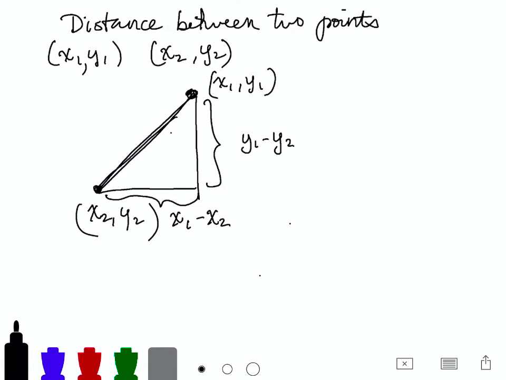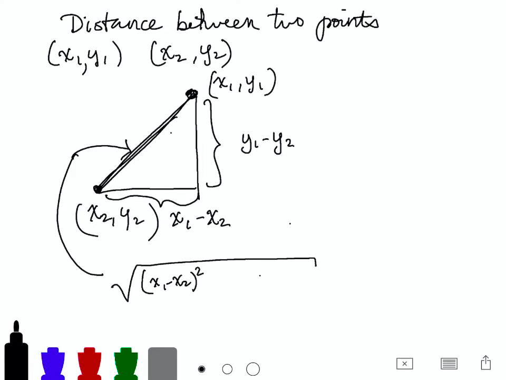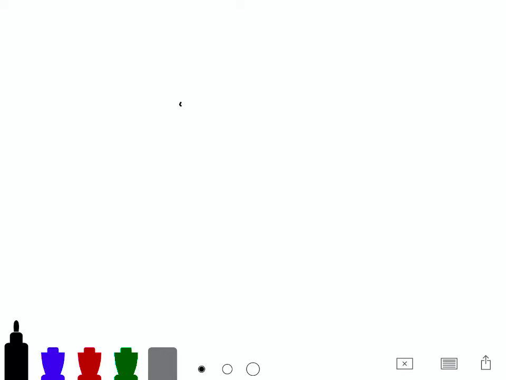And so what is the length of the hypotenuse? It is the square root of x1 minus x2 squared plus y1 minus y2 squared. So let's look at a concrete example. Let's just say the first point, P1, equals negative 1, 2, and the second point, P2, is 3, negative 1.